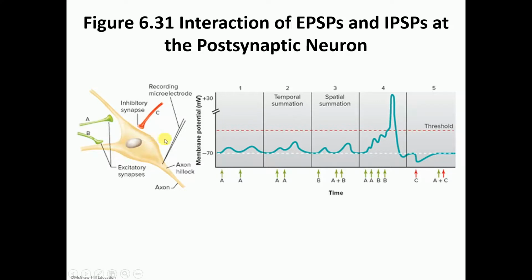So the interaction or the result, whatever happens to this postsynaptic neuron, really depends on how many stimuli it's getting. Are these stimuli inhibitory or excitatory? And again, all that summation happens in the axon hillock.